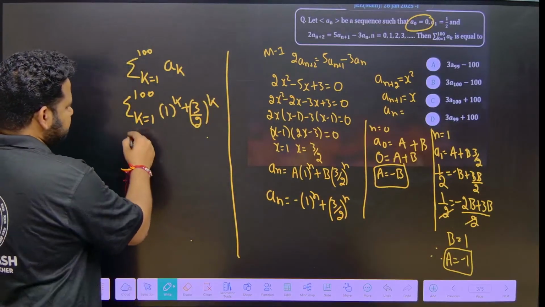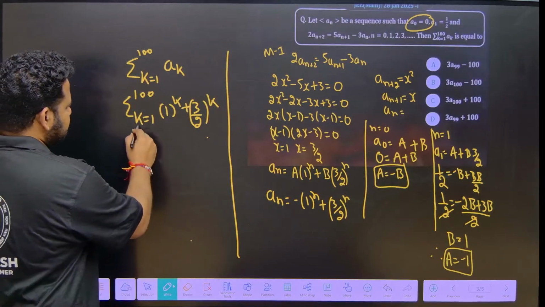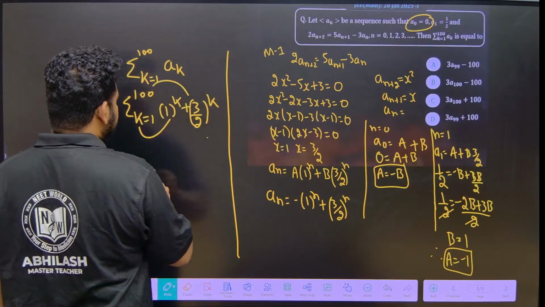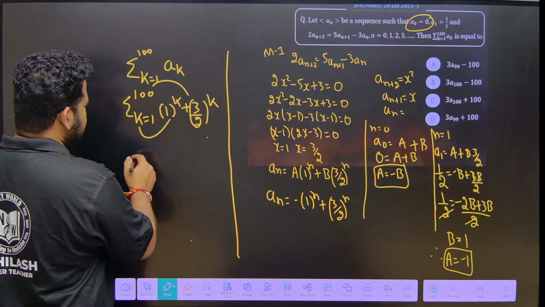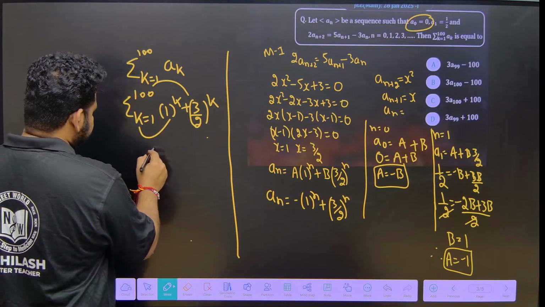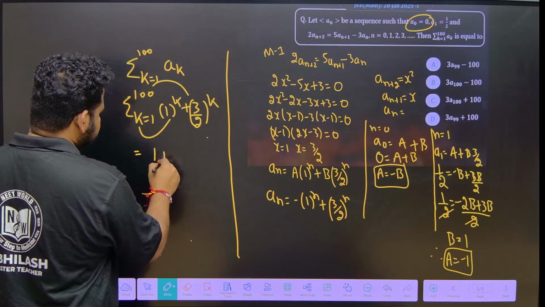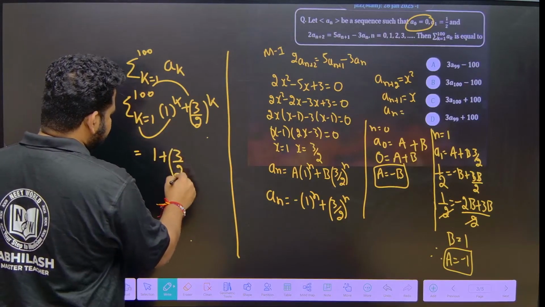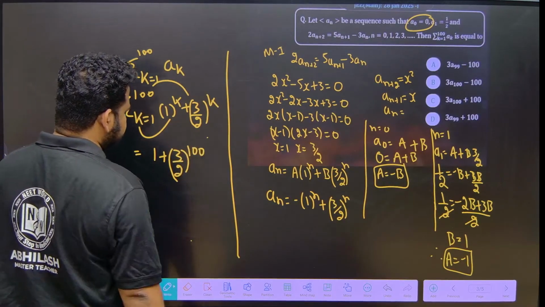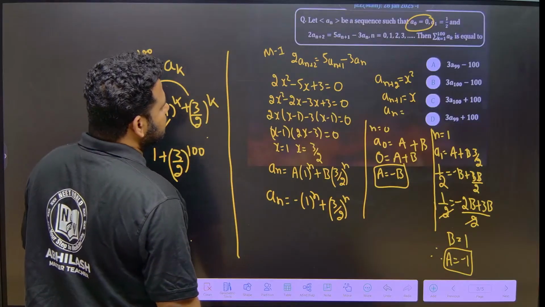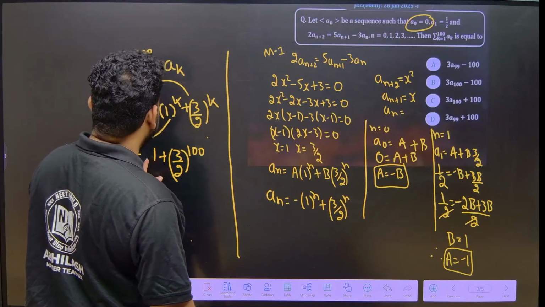Now for the smaller value I have to put the smaller value, so this will become 1 and this will become 100. K running from 1 to 100. So this will become 1 plus 3 by 2 to the power of 100. Now this one, we do not know the value.